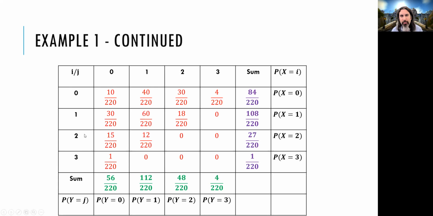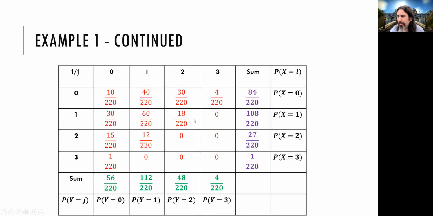Now, when we talked about marginal PMFs, we said that we should sum over all y values. So when I'm looking for the marginal of x at the value 0, I have to sum every value in that row. So we're going to sum these 4 values, and we're going to get 84 over 220. This is the probability for x is equal to 0. The same can be done in all other rows as well.